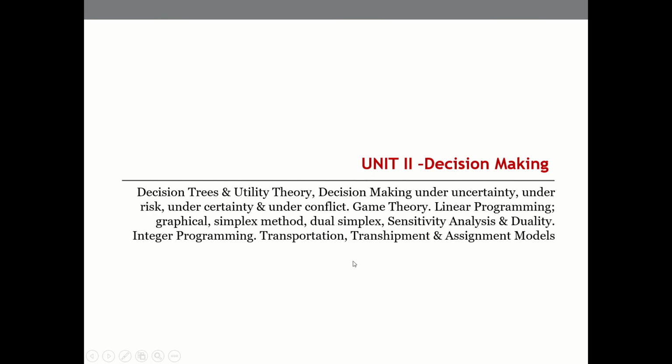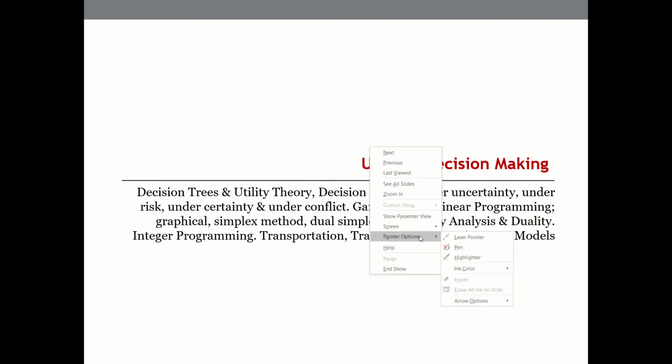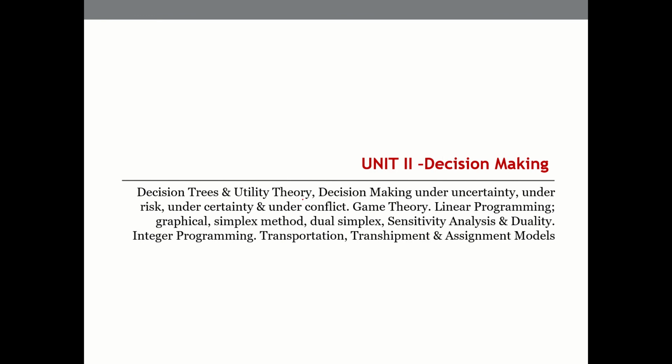We were discussing some of the key points here within unit 2. There are so many keywords mentioned here, and that's what we have seen. We have seen what is decision tree, utility theory, and what is uncertainty, risk under decision making. We have also seen what is game theory, and today we will see what is linear programming, how we do that using the graphical method, and we'll also see something on sensitivity analysis and how we understand that, and so on and so forth.